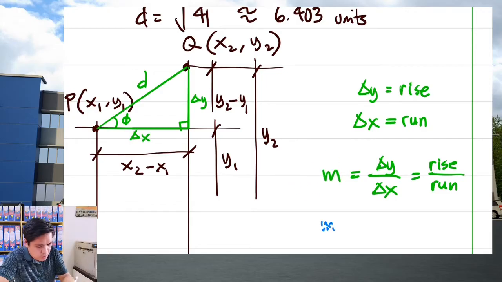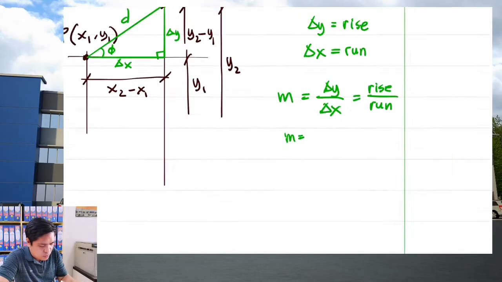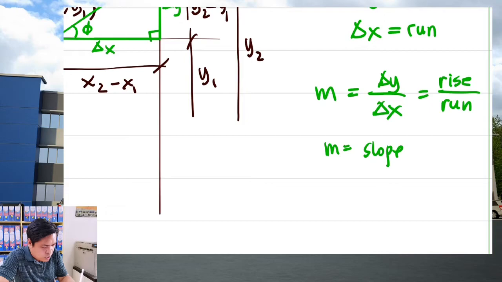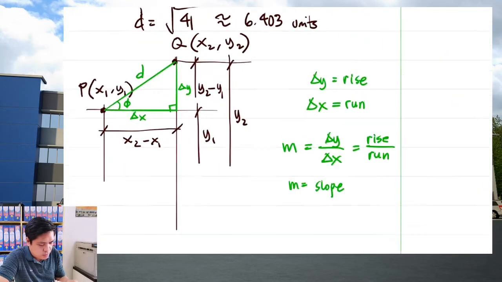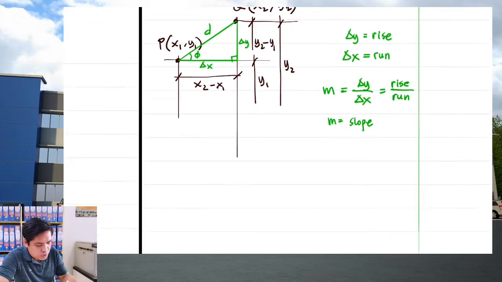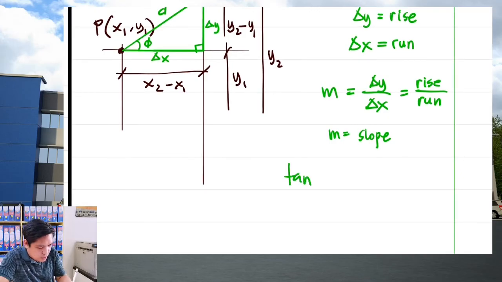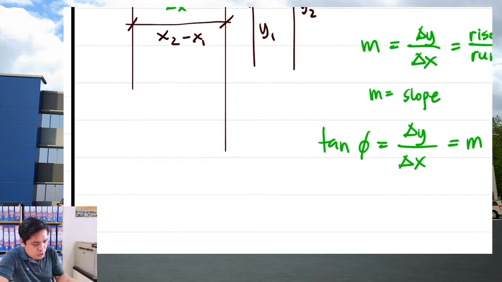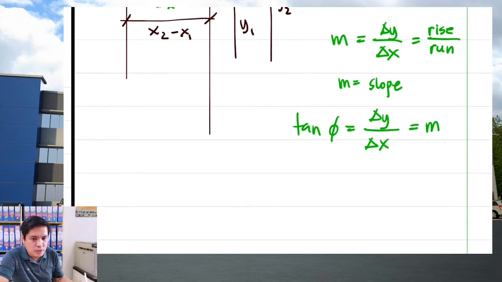Okay, m is the symbol for slope. But wait, there's more. If we relate the increment in y and the increment in x to this angle, we have another relationship. Because this is a right triangle, we have a relationship between the opposite and the adjacent side. And we know that the tangent of that angle is equal to the opposite side over the adjacent side, which is equal to m. So therefore, the slope is equal to the tangent.